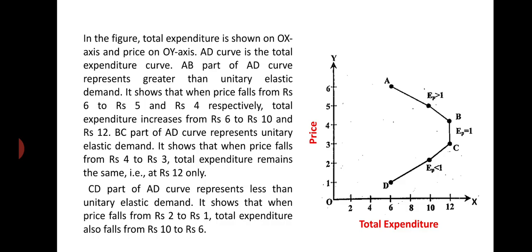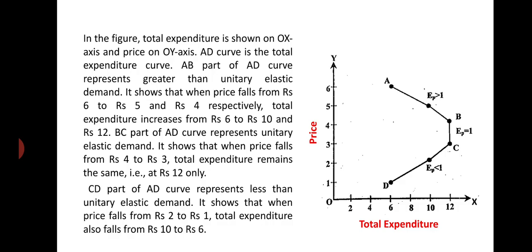Mark the AB part of the AD curve, from A to B. It is falling from left to right. The AB part of the AD curve represents greater than unitary elastic demand. It shows that when price falls from 6 rupees to 5 rupees and 4 rupees respectively, total expenditure increases from 6 rupees to 10 rupees and 12 rupees.